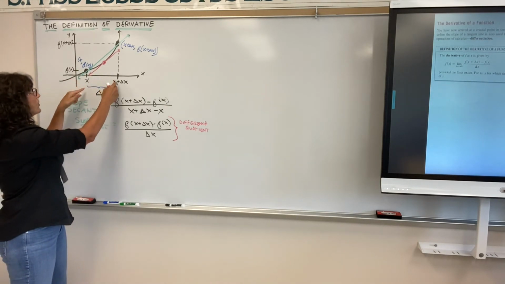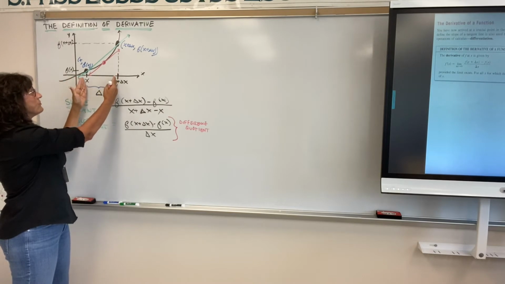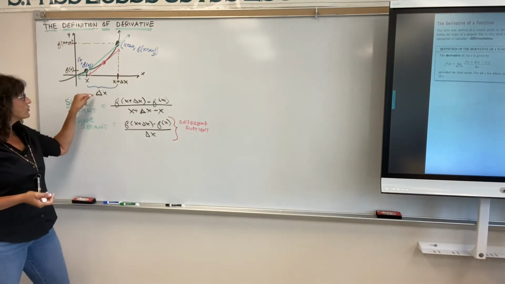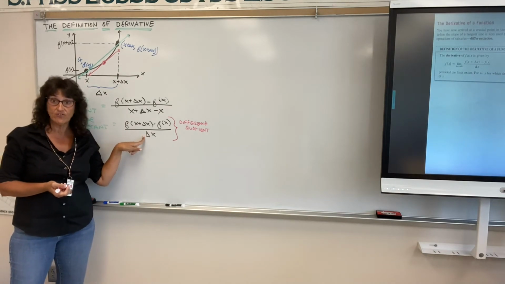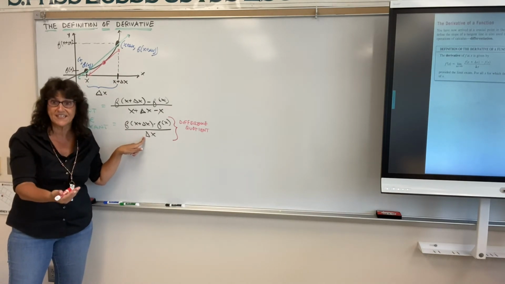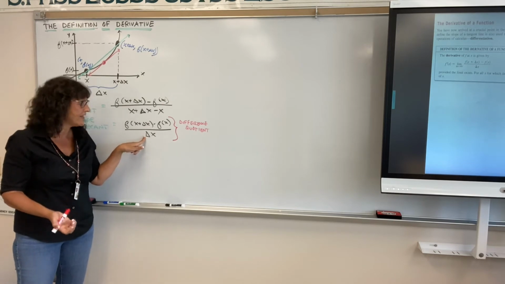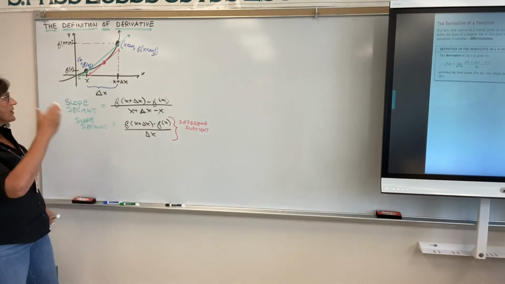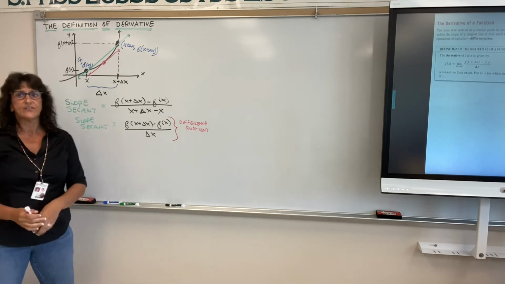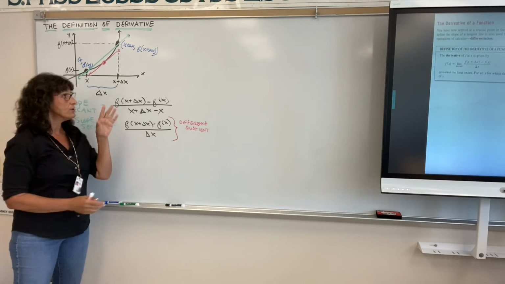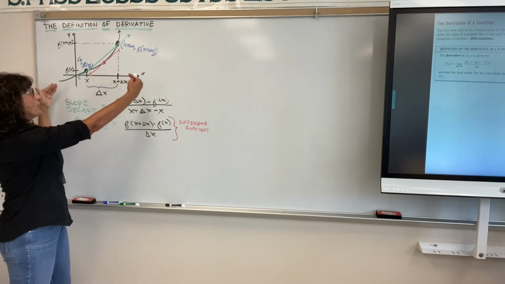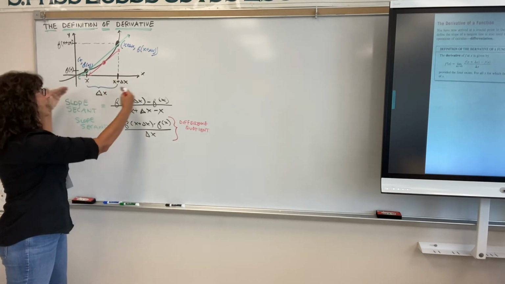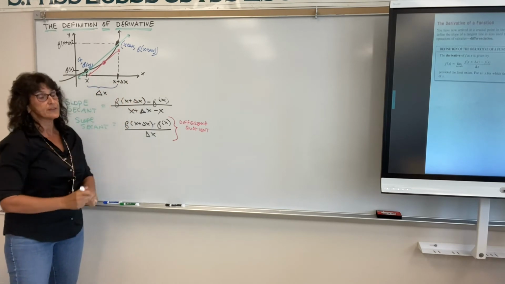So what do I want to do? If I want these 2 points to merge together, I need delta x to be 0, don't I? But if I put 0 in this equation, it gives me a 0 in the denominator. You can't solve that. So what's the next best thing that I can do? Instead of substituting 0 for delta x, let's see what happens as delta x approaches 0 from the left and the right.